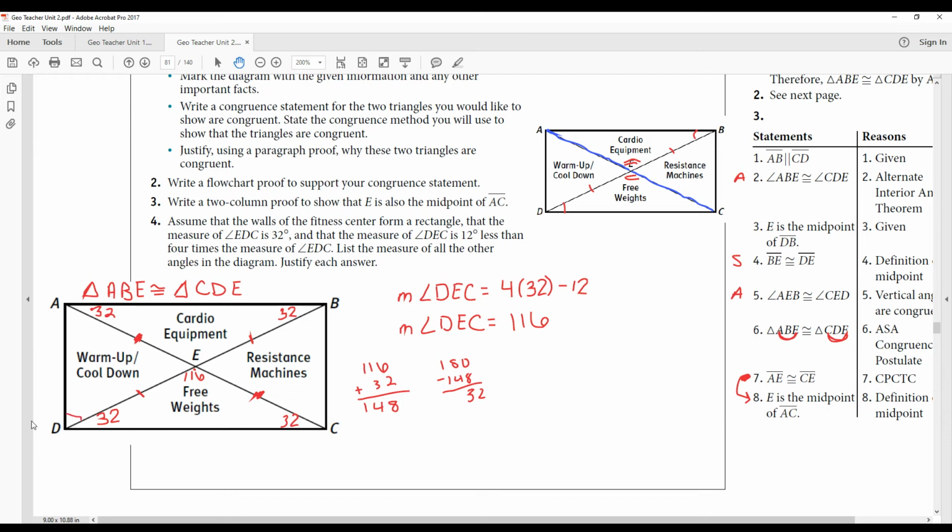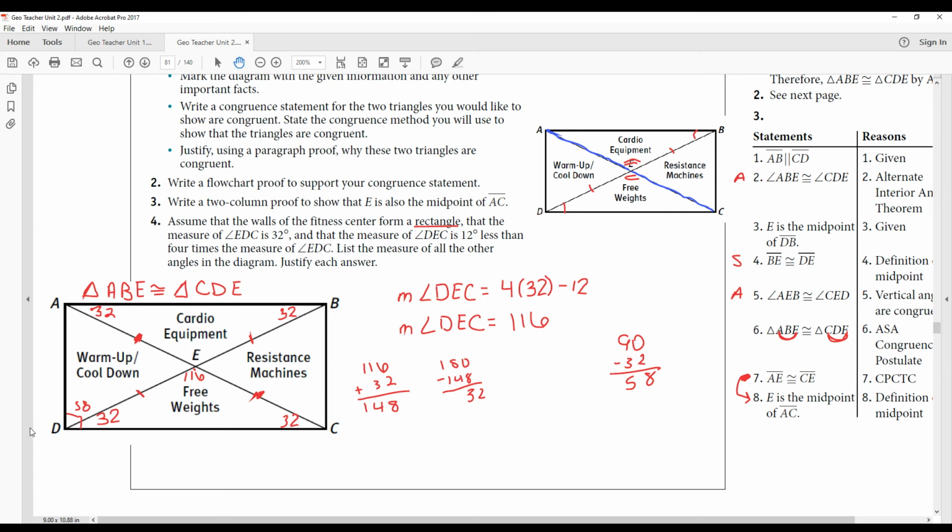Now, what else do we know about this shape? We know that it is a rectangle. And it tells us that it's a rectangle right there. So we know that each angle is 90. So if each vertex angle right here is 90, then that means that these right here are complementary angles. So 90 minus 32 is going to be 58. So this angle right here is 58, which means that this angle right here is 58.